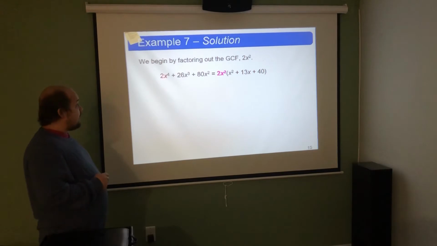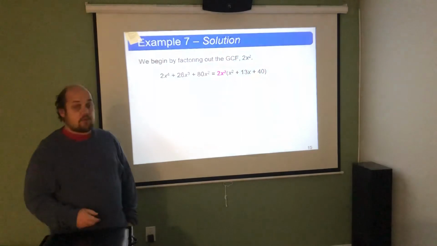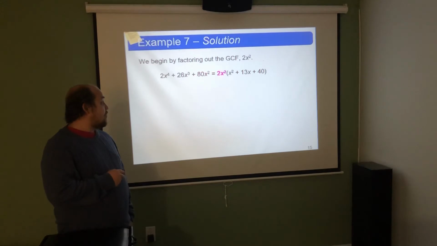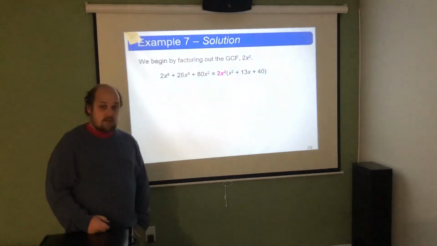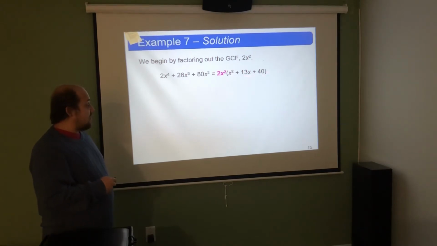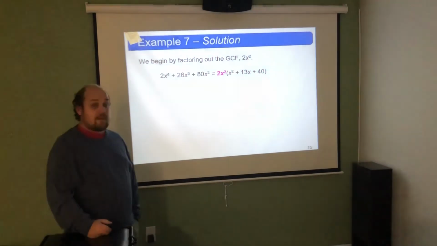When we factor out the 2x squared, we divide each of these terms by 2x squared. 2x to the fourth divided by 2x squared, so the 2's go away. 4 minus 2 just gives me x squared. 26x to the third divided by 2x squared, 26 divided by 2 gives me 13. x to the third divided by x squared is x to the 3 minus 2. That's why it's just the single power of x with the 13. 80x squared divided by 2x squared, so the x squareds go away. 80 divided by 2 is 40. So now we have this common factor out front, parentheses, and what's left over is a trinomial that we're able to factor.